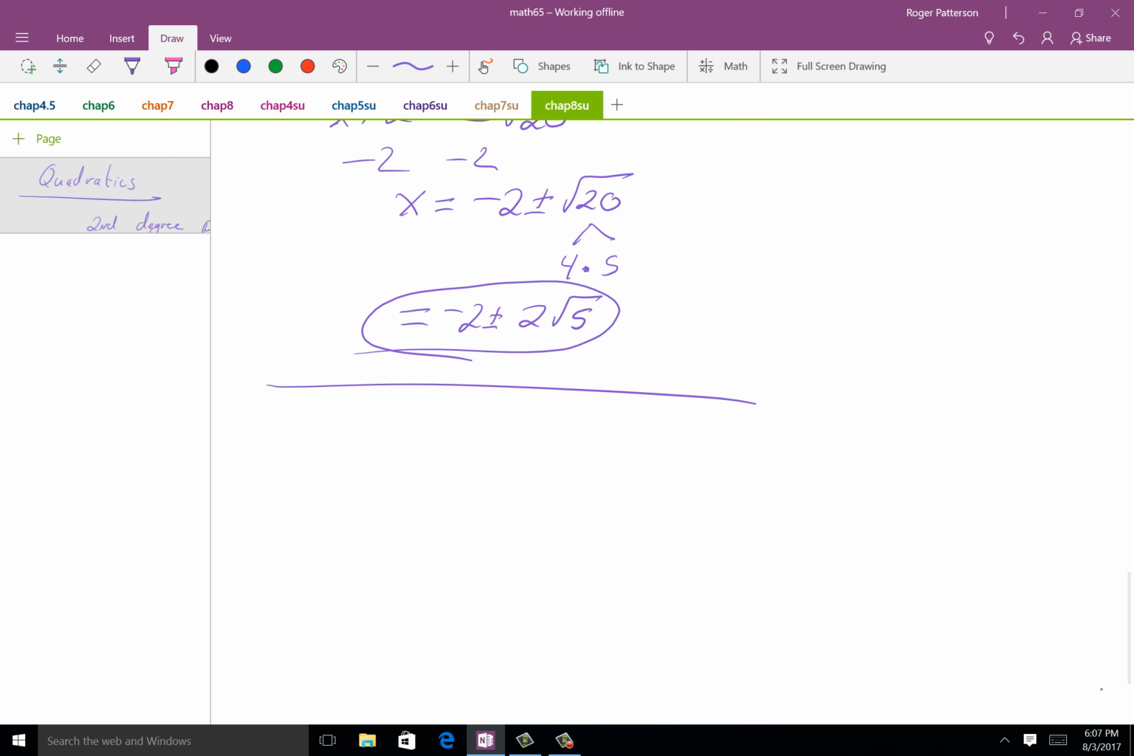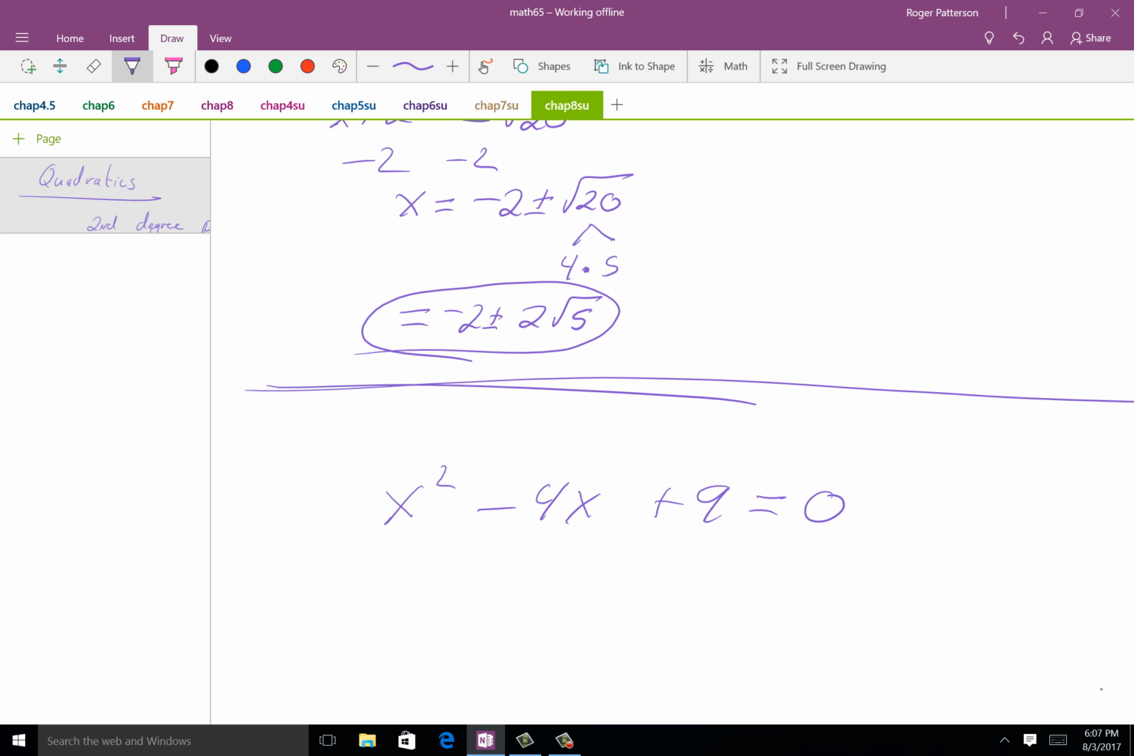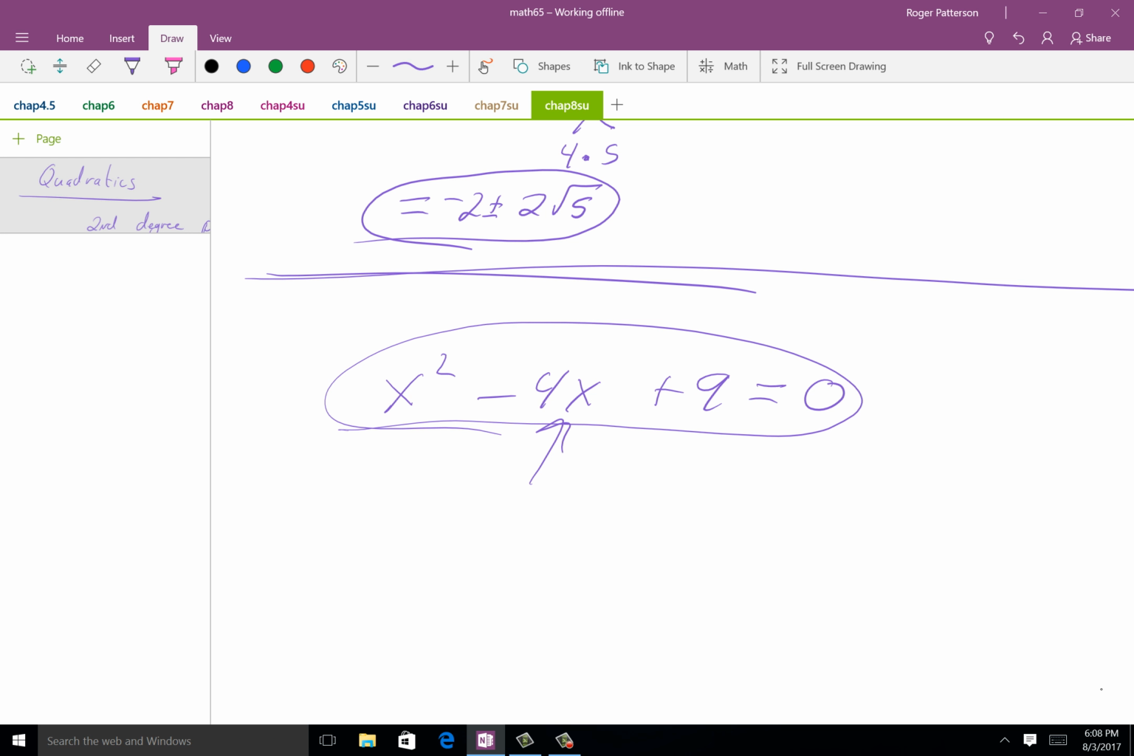Quantity squared. When it doesn't work is when we have something like this. Then I can't move 9 over and the 4x over and then square root it because it's going to be a mess. I still have this x right here, so that causes a problem. So this is where we have to have a better way. These are very common, so we need a better way of solving these. And that's where section 8.3 comes in.